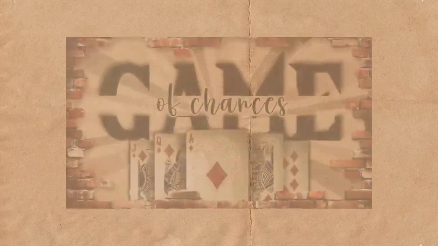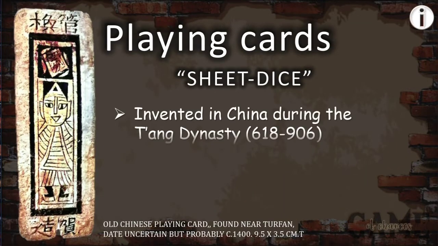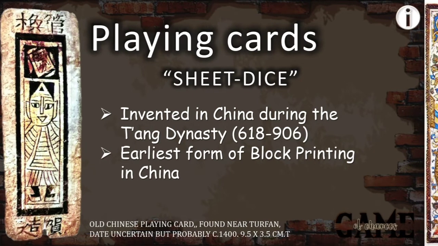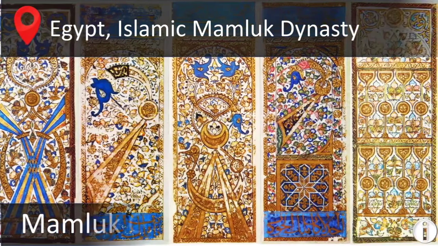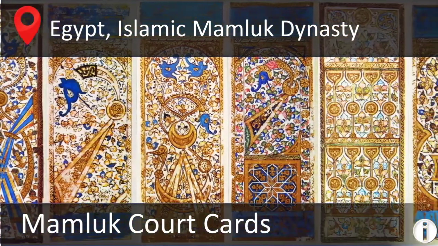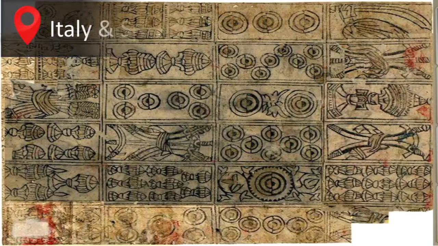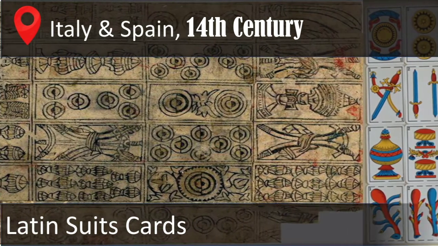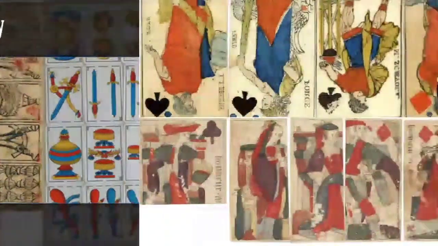Let us talk about gaming cards. The first playing cards were known as sheet dice. These were invented in China during the Tang Dynasty. In the 11th century, playing cards began to spread across Asia and reached Egypt. These playing cards were from the 12th and 13th century of the early Mamluk period. These were called Mamluk court cards. Then, as the merchants from the Islamic Mamluk dynasty in Egypt began exports, playing cards first appeared in Italy or Spain in the 1370s. These were called the Latin suits cards.